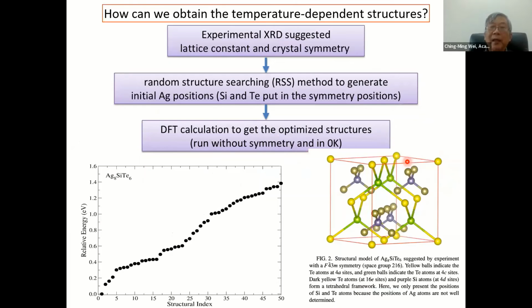And so now, how do we do this kind of MD simulation to get the atomic density distribution function? We start using the experimentally suggested constants and crystal symmetry. Like this one, A16 here, we have the framework like this, and then we use the so-called random search method to generate initial positions inside this framework. And then we do the DFT calculation to get the optimized structure. Then without symmetry, we take the 6 lowest energy structures and perform MD simulation at different temperatures.